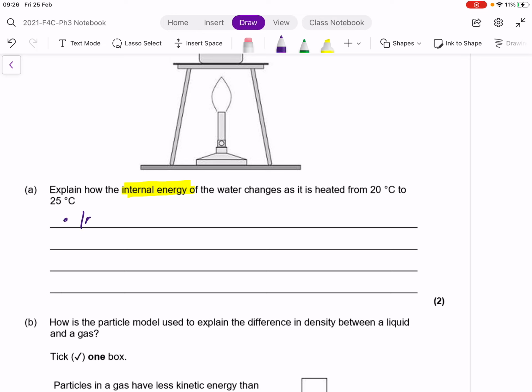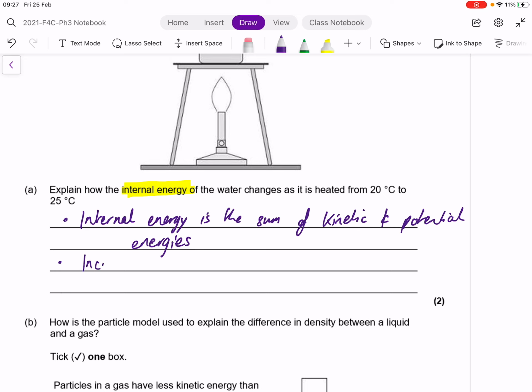So internal energy is the sum of kinetic and potential energy. The kinetic energy relates to how fast the particles are moving. The potential energy is to do with the bonds between the particles. So if we're increasing the temperature, we are increasing the kinetic energy.